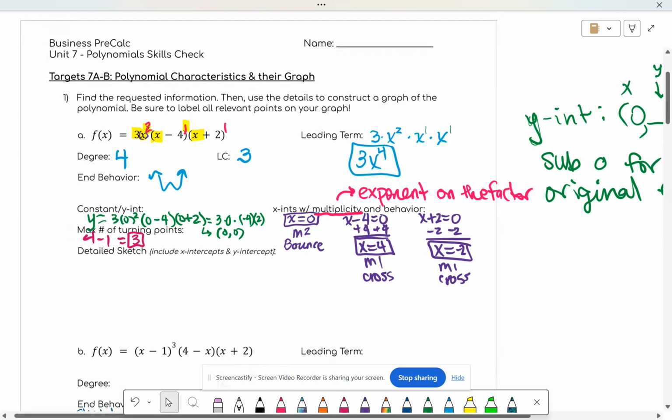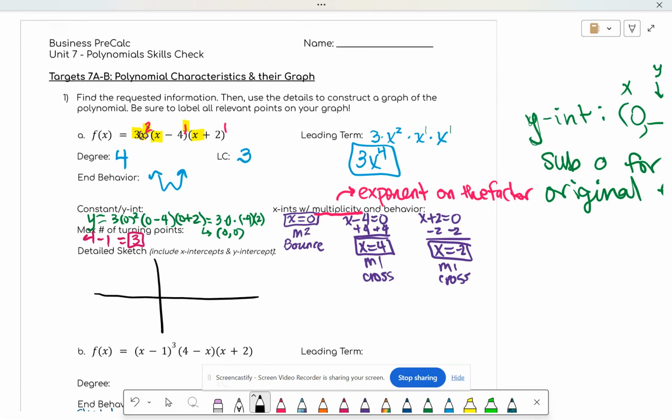So then my sketch, which I will also check with Desmos, should start high, cross at negative 2, come up and bounce at 0, and then cross at 4. And it needs to go through 0, 0 for the y-intercept. So it's going to start high, cross here, bounce, and then cross at positive 4. And so that's my y-intercept and x-intercepts. That's a cross, that's a bounce, that's a cross.